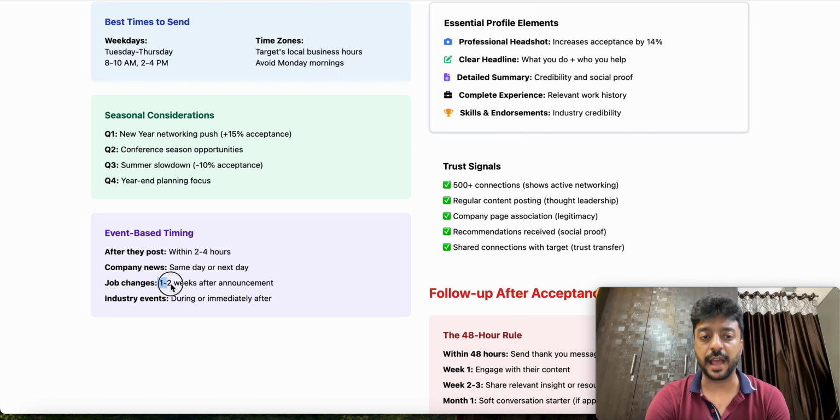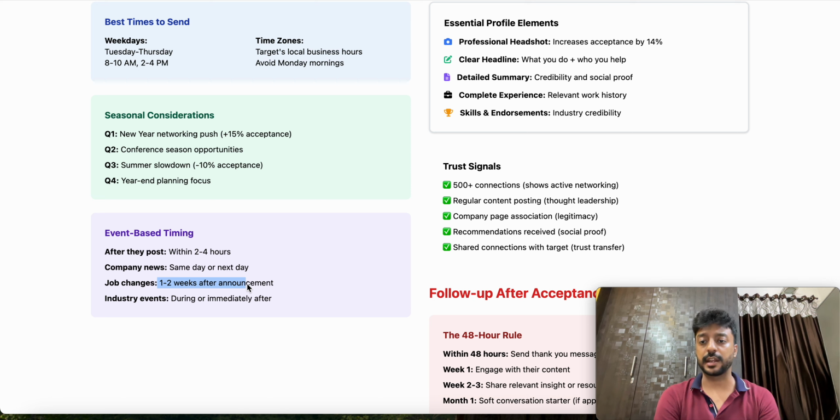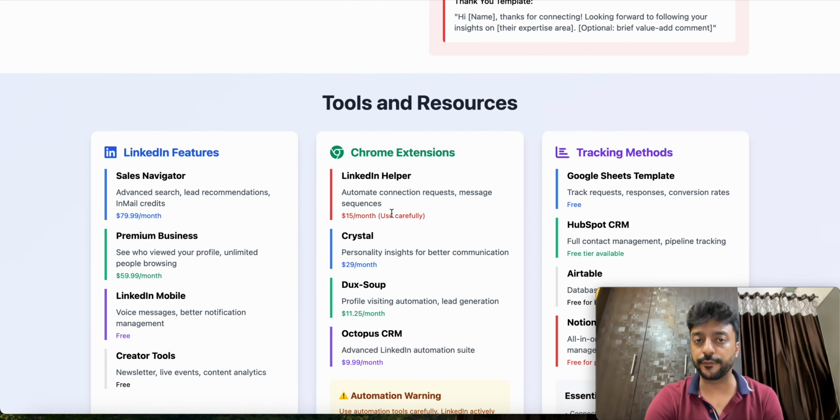Or maybe if someone has changed their job, or announced a recent job, then that is when you can connect. Just don't immediately jump into their inbox after they have announced that they are a part of a new company, because that is when they are mostly flooded. But when you jump in their inbox after 1 or 2 weeks, that is when their inbox becomes stable, right? So that is what you need to identify.